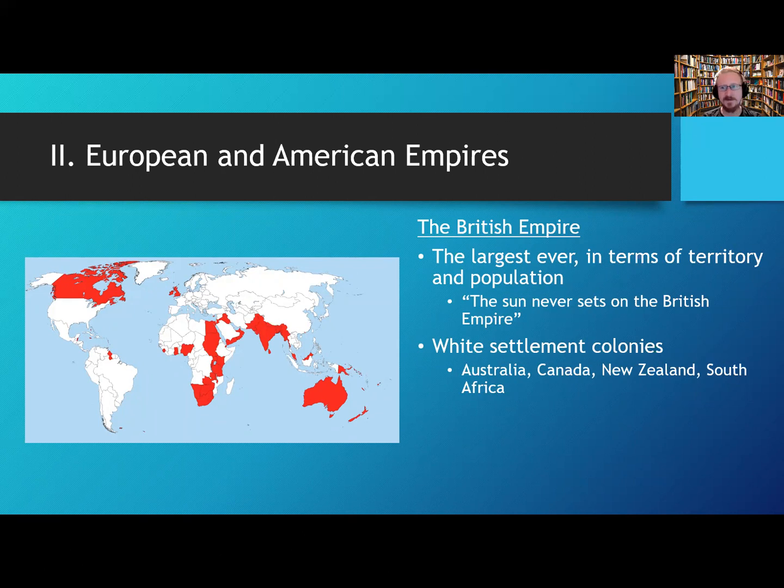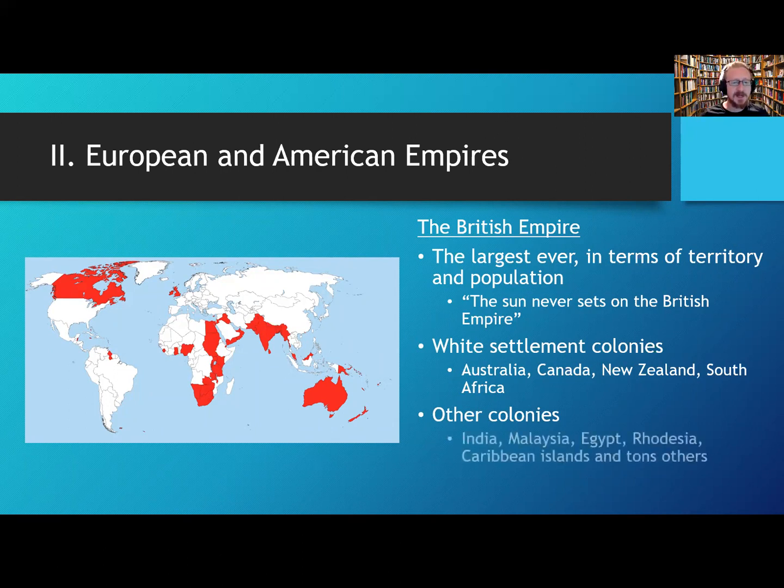South Africa is less of a white settler country, because there's tens of millions of different African cultural groups living in South Africa, but nonetheless, it becomes dominated by a white minority, settlers called the Boers, which are actually Dutch in origin, but I'm not going to get into that. There's other colonies as well.